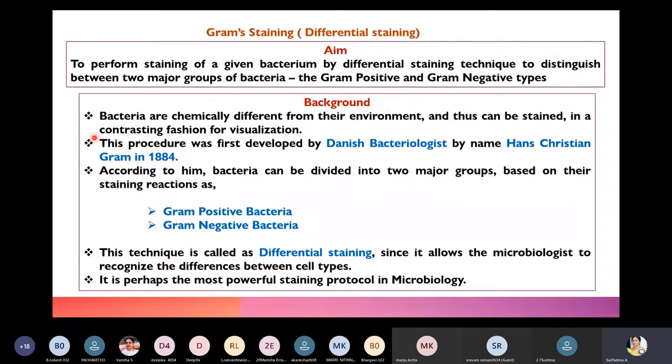Now, what is the background of this experiment? Bacteria are chemically different from their environment and thus can be stained in a contrasting fashion for visualization. This procedure was first developed by a Danish bacteriologist by name Hans Christian Gram in the year 1884. According to Christian Gram, bacteria can be divided into two major groups based on their staining reactions. They are Gram-positive bacteria and Gram-negative bacteria. This technique is called differential staining since it allows a microbiologist to recognize the differences between cell types. It is perhaps the most powerful staining protocol in microbiology.